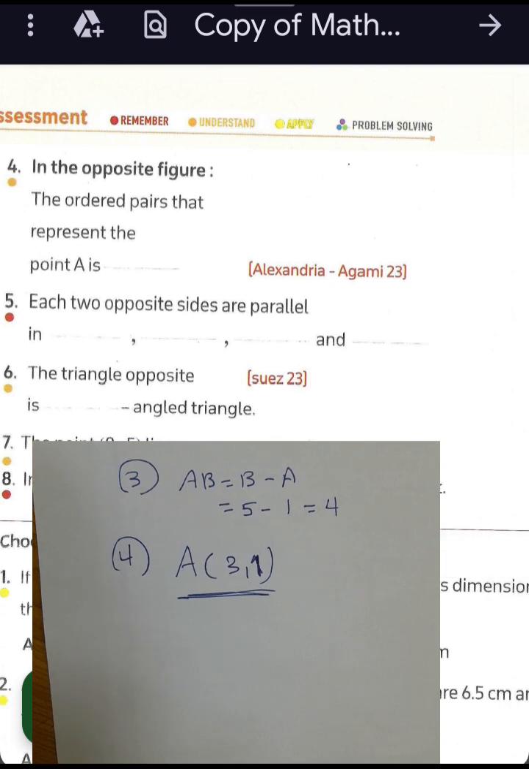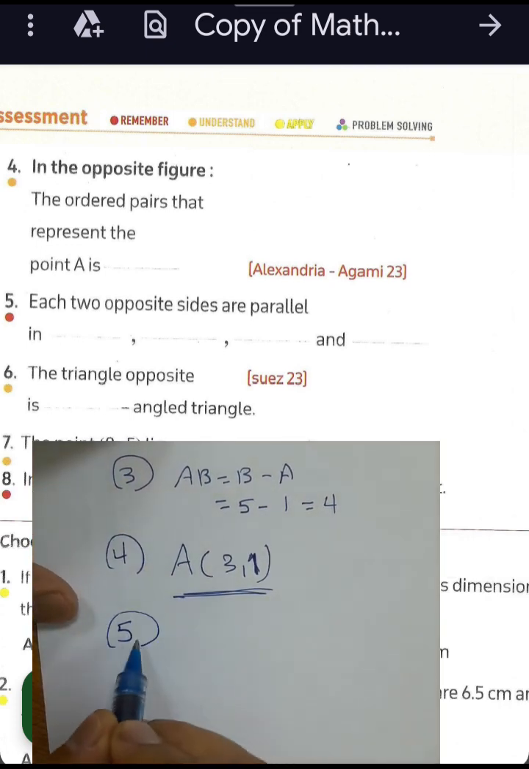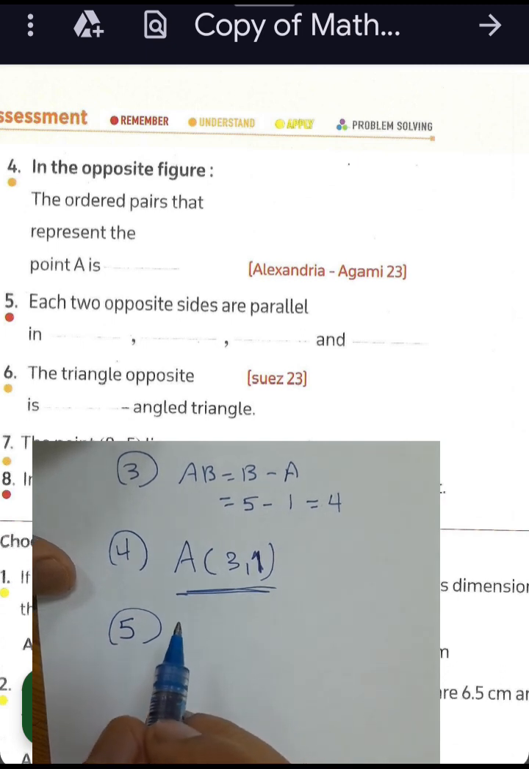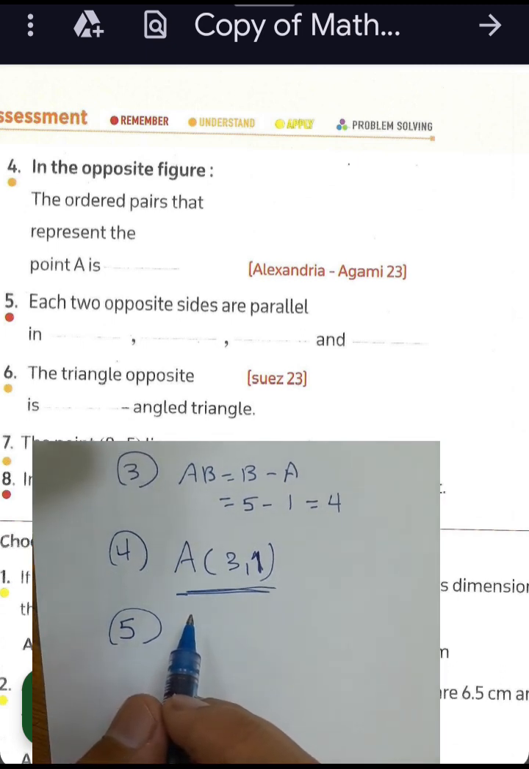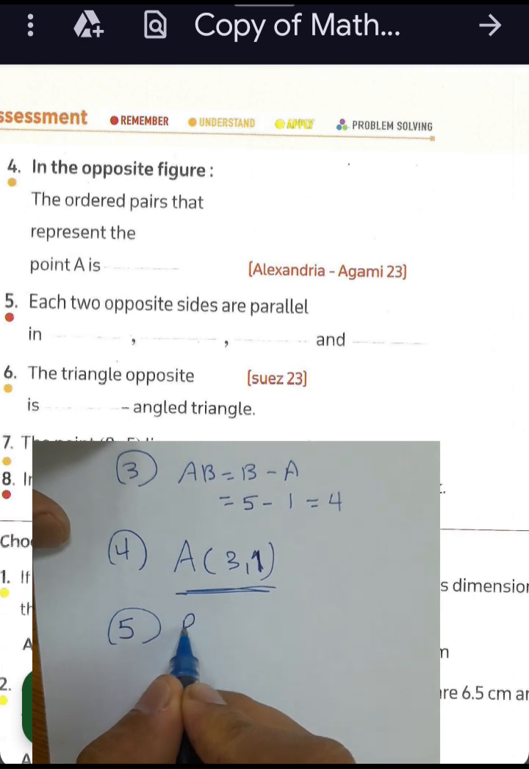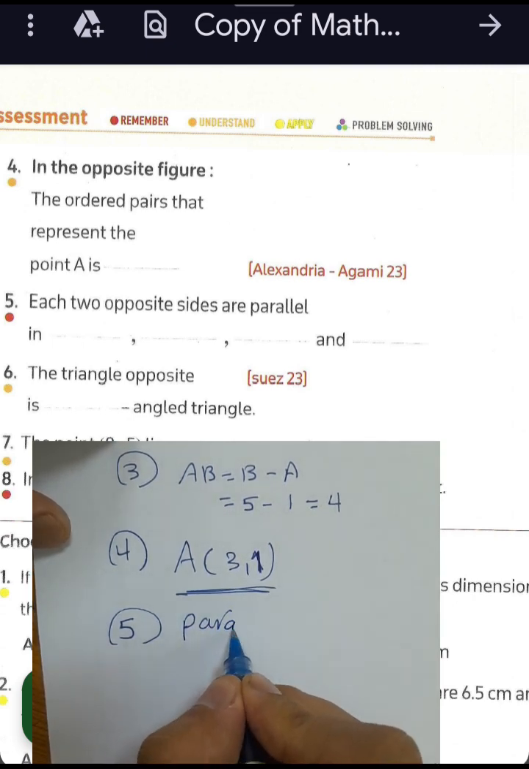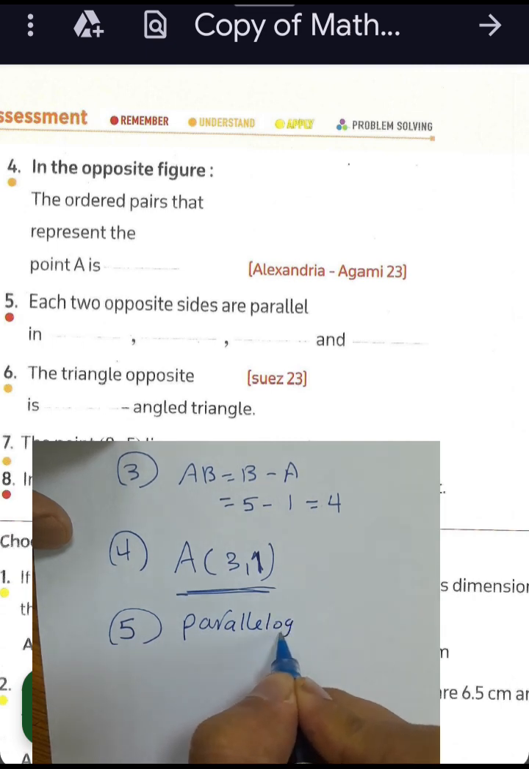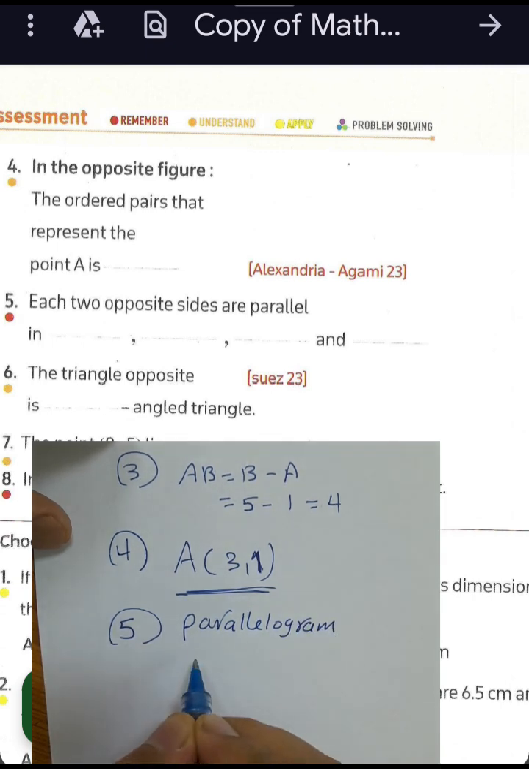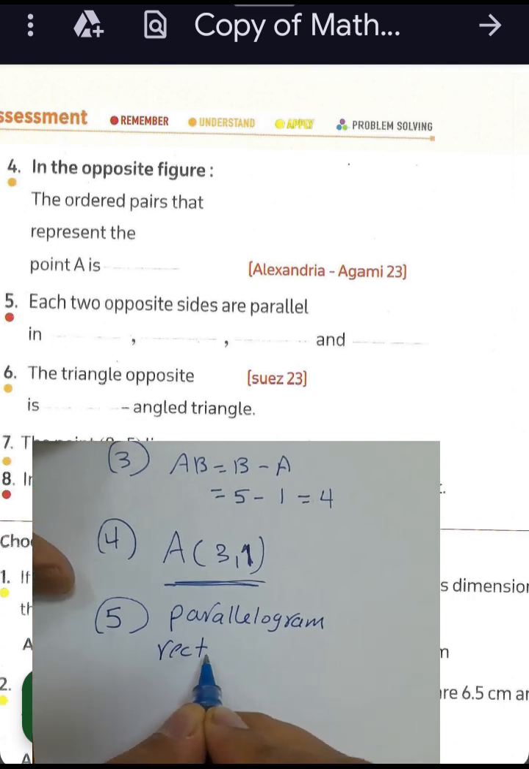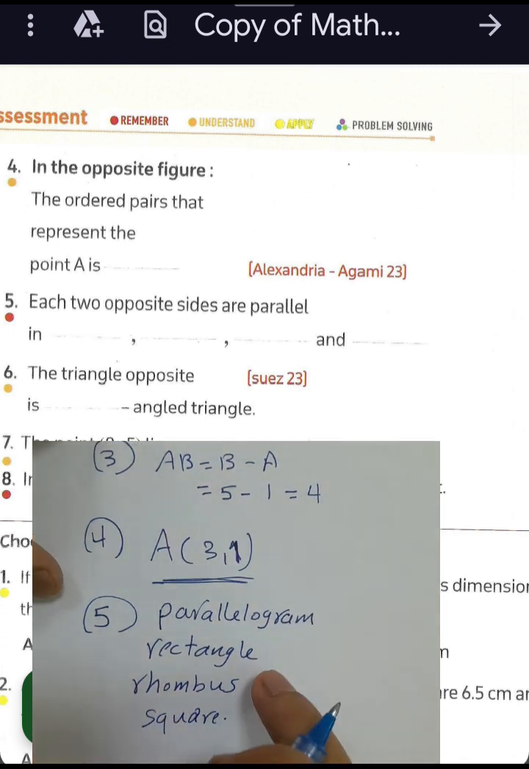Question number 5. Each two opposite sides are parallel in rhombus and square, and rectangle and parallelogram. We can write parallelogram, rectangle, rhombus, square.